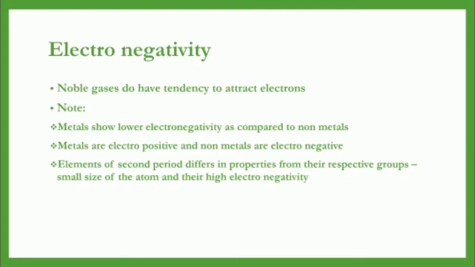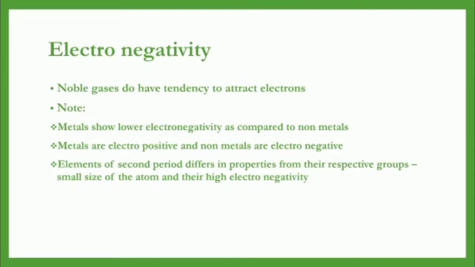Metals show lower electronegativity compared to non-metals. So we are telling metals are electropositive and non-metals are electronegative, because when metals lose their electrons they become positive ions, so they are electropositive. When non-metals gain electrons they become negative, so they are electronegative.